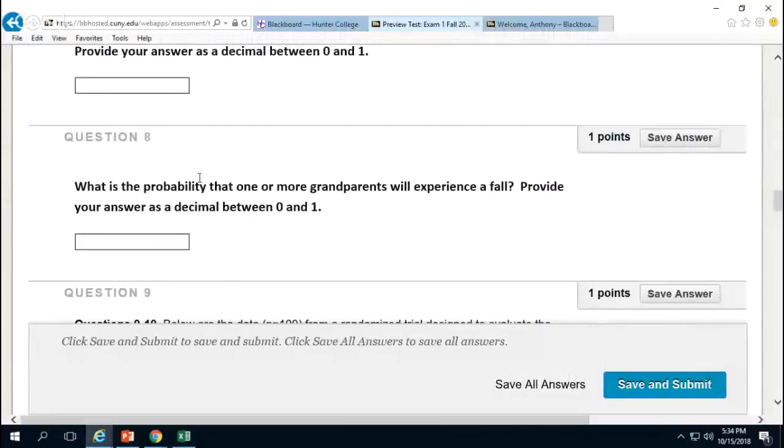The next question, what's the probability that 1 or more will experience a fall? This one's a little bit more complicated because there are multiple ways that it can happen. You have 1 who falls and the other 2 that don't, but there are 3 different ones who could have that fall. So this one's really easier to do with the binomial calculator. How many got this one right?